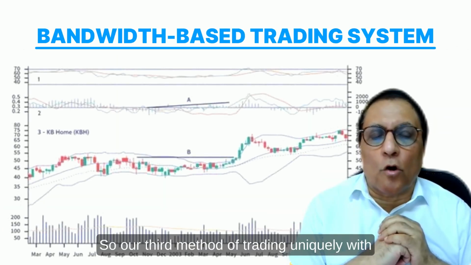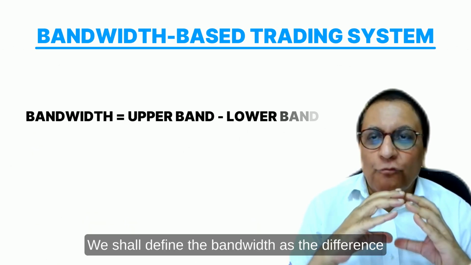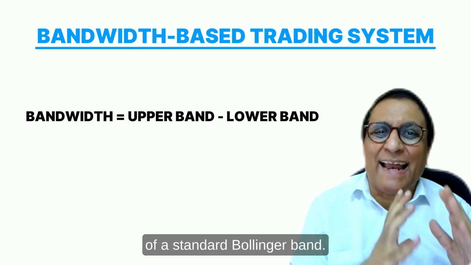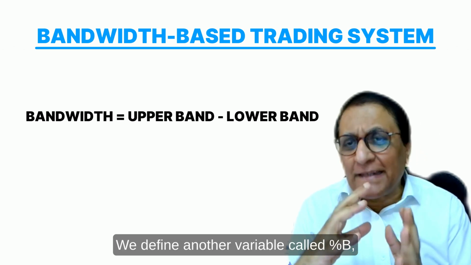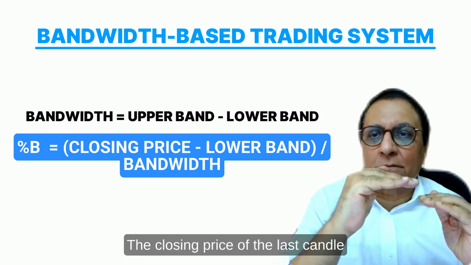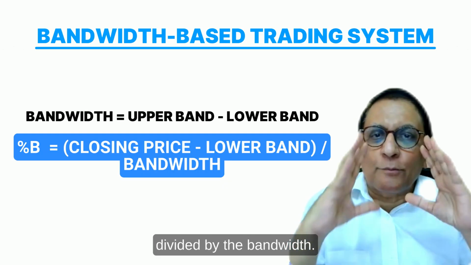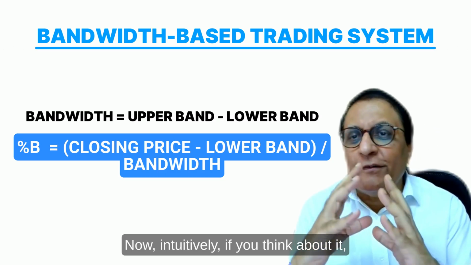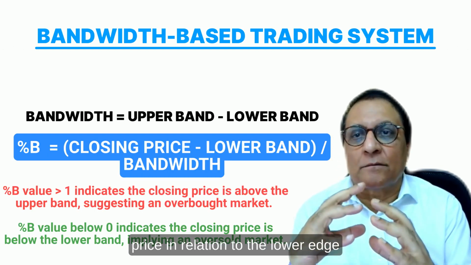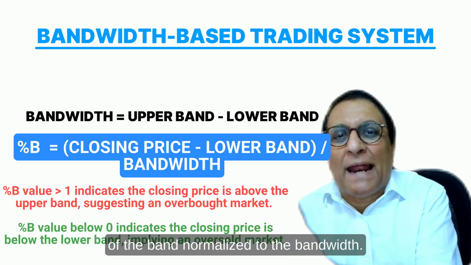So our third method of trading uniquely with the Bollinger Band involves using the bandwidth. We shall define the bandwidth as the difference between the upper band and the lower band of a standard Bollinger Band. We define another variable called percentage B, which is basically equal to the closing price of the last candle minus the value of the lower band, divided by the bandwidth. Now, intuitively, it is basically telling you where the closing price is in relation to the lower edge of the band, normalized to the bandwidth.